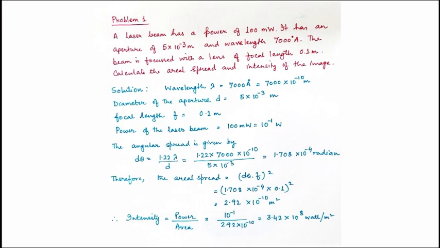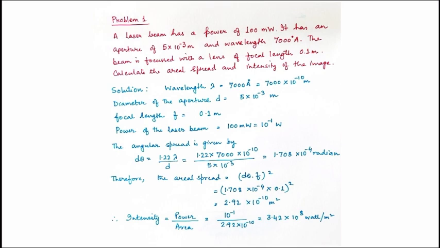The given parameters are, first, the wavelength is given, it is 7000 angstrom. We have converted it into 7000 into 10 to the power minus 10 meter. The diameter of the aperture we have named D, 5 into 10 to the power minus 3 meter. Focal length is given as 0.1 meter and power of the laser beam is 100 milliwatt, which is 10 to the power minus 1 watt.